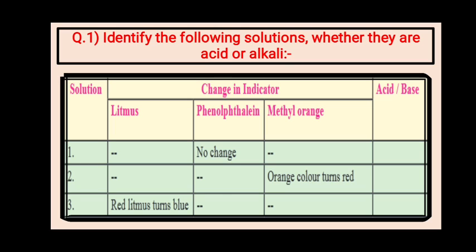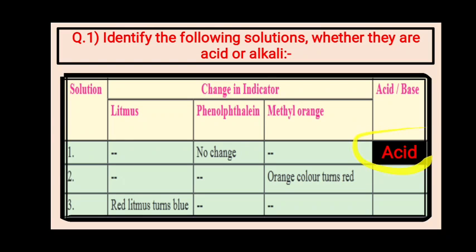First one, for phenolphthalein they have mentioned no change. Now we know that the color of phenolphthalein is colorless. Now if phenolphthalein is added in a particular substance and if there is no change in the color seen, that means that particular substance is acid. Because when phenolphthalein is added in acid, it remains colorless. No color is changed.